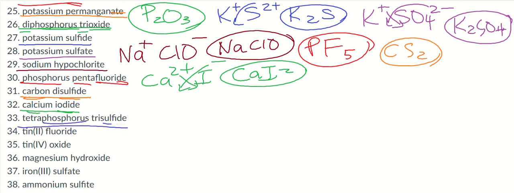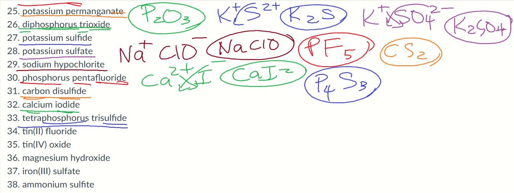All right, phosphorus, sulfur, 2 nonmetals. Use the prefixes. Tetra means 4. Sulfide is sulfur. Tri means 3. Okay, we don't reduce. We can't reduce, but even if you could, you wouldn't.